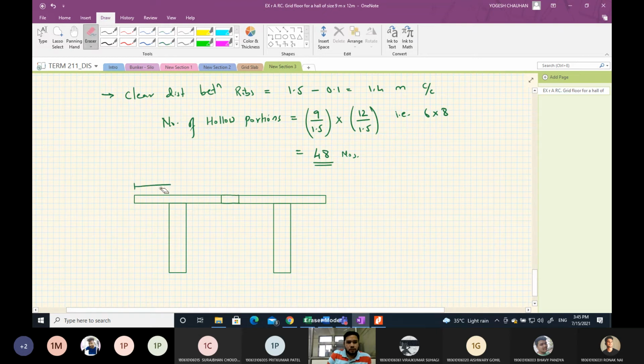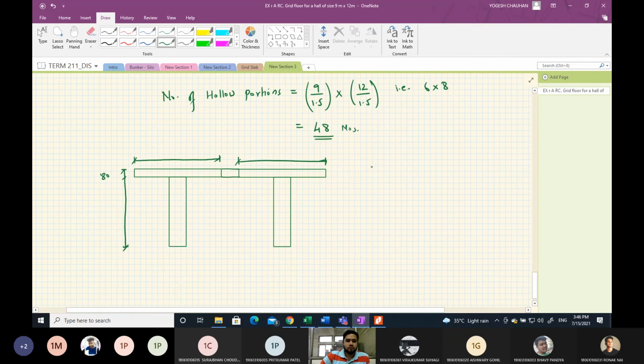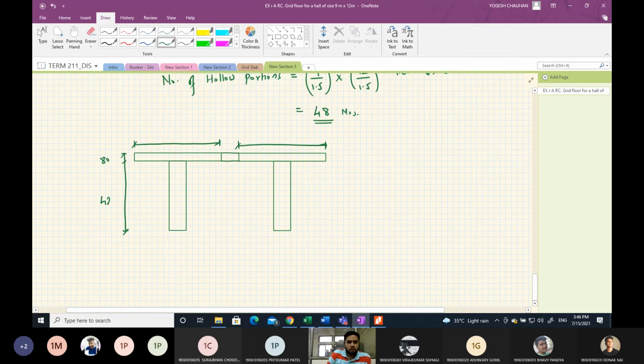This is the effective width of the topping slab, the effective width for this T girder. This is 80 mm thick. The depth of the rib is 420. This is 420. The reinforcement is provided at an effective cover of 50 mm.